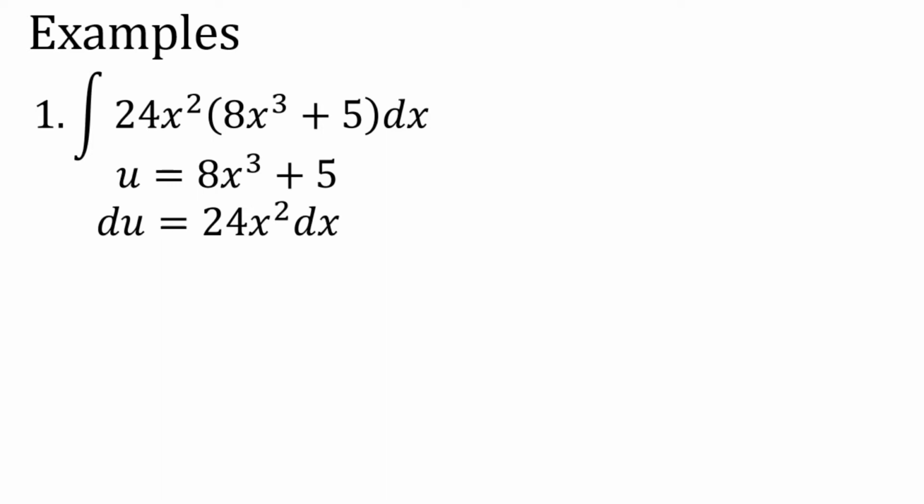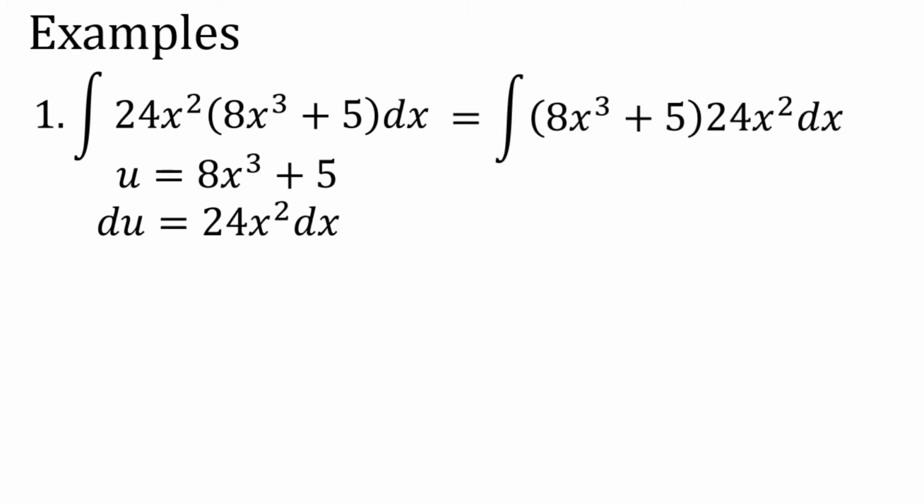Okay, so let us express our given in this form. The integral of 8x cubed plus 5 times 24x squared dx. So as you can see, this is in the form of u du. Okay? So the integral of u du. So let us integrate this. The integral of u du is equal to u squared over 2 plus c.